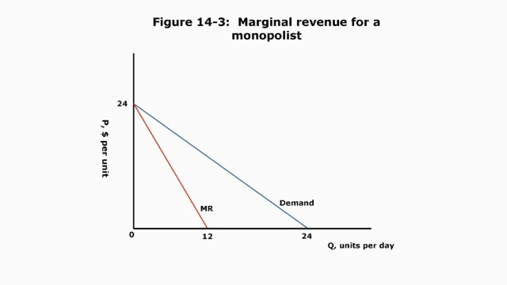Now, here's the trick with monopoly mathematics. The first thing you want to do is invert this. You're going to want to say, okay, that dictates Q, but what dictates the price the monopolist is going to charge? The price the monopolist is going to charge is therefore going to be 24 minus Q. That's going to be the price that the monopolist is going to charge.